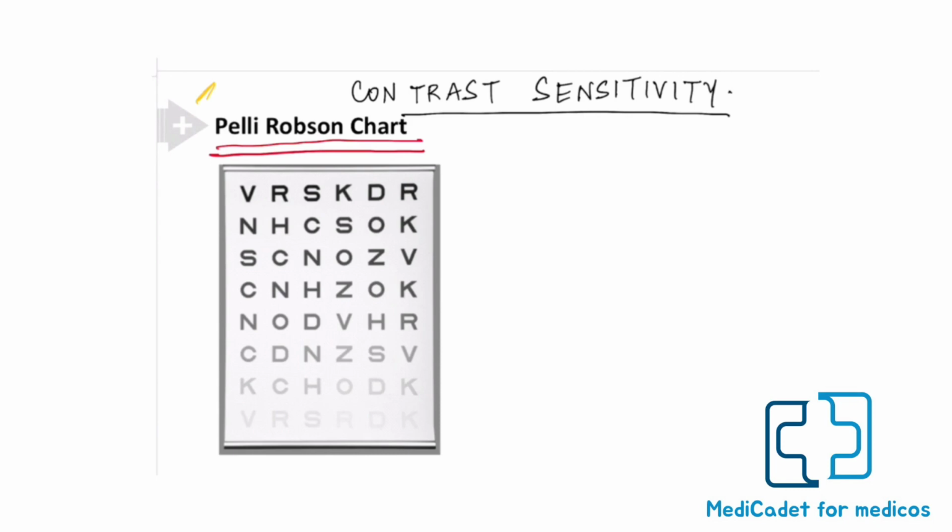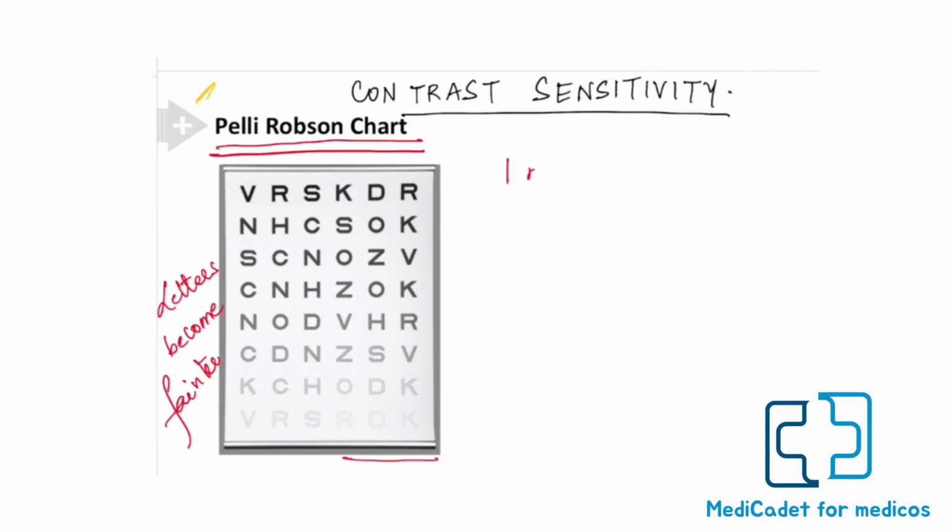So as you move forward, the letters become fainter. So you can understand that the first letters are much, much brighter. They are easy to identify. But as you move further, look at these last letters, very, very faint. So very difficult to identify. So a person with a good contrast sensitivity will be able to identify the last letters. So then you know that the contrast sensitivity is good.